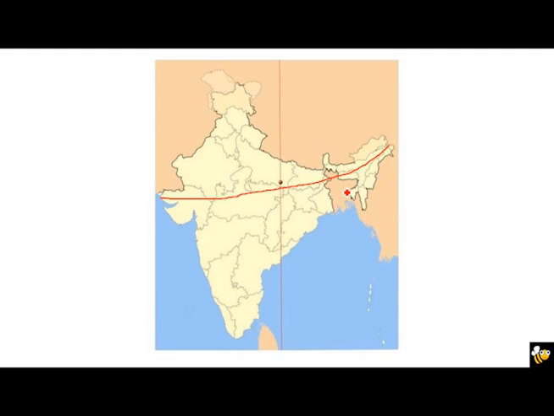For example, if it is 2 p.m. in London, and we add 5 hours and 30 minutes to 2 p.m., we get 7:30. So if London is at 2 p.m., at the same time India has the time of 7:30 p.m.